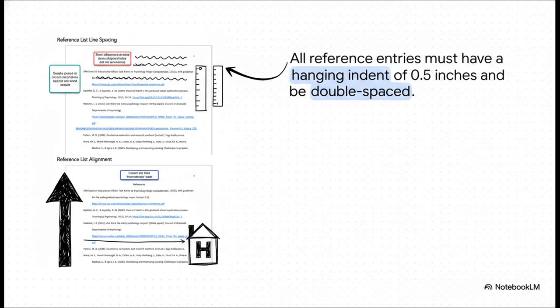First, the whole list is double-spaced, just like the rest of the paper. But second, and this is the tricky one, each entry uses what's called a hanging indent. That just means the first line of the citation is all the way to the left, but every line after that is indented by 1/2 inch. It makes it really easy to scan the list and spot each source.